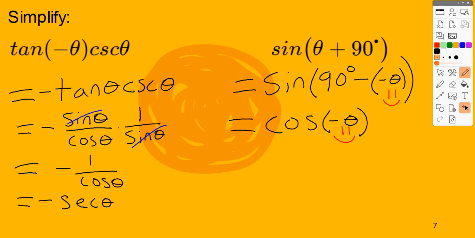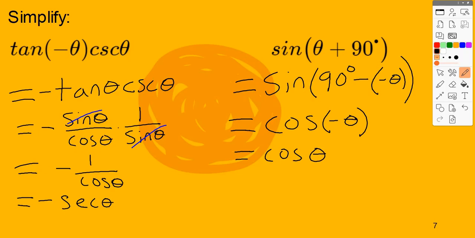Okay. But now, what do we know about cosine of negative theta? Cosine's an even function, so what do we end up with? Just cosine of theta, which again is much nicer than what we started with. What questions do we have there?